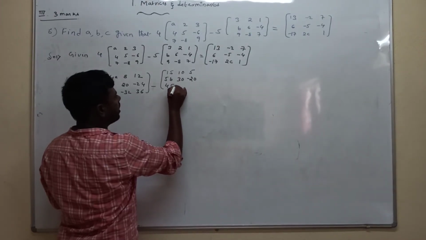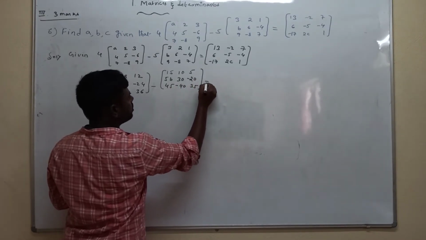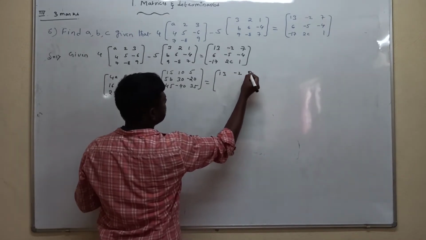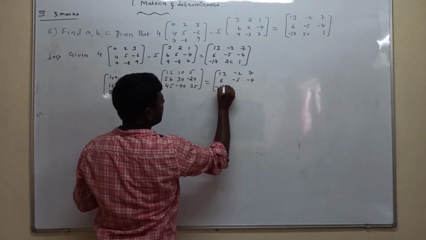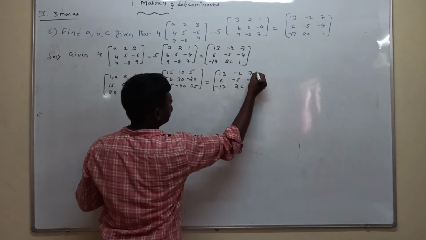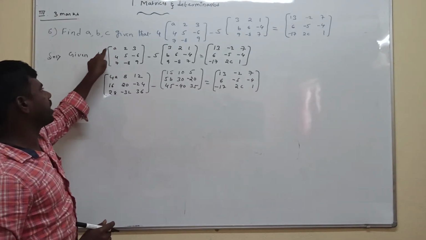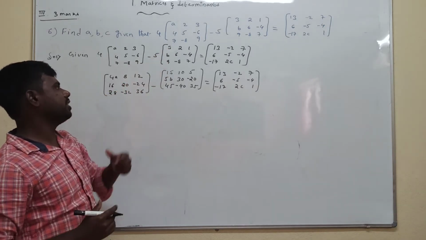45, 5 times minus 8 is minus 40, 5 times 7 is 35. This is equal to the matrix 13, minus 2, 7, 6, minus 5, minus 4, minus 17, 2c, 1. So you understand this step? In this matrix each element is multiplied by 4, and in this matrix each element is multiplied by 5. Finally you get this matrix.